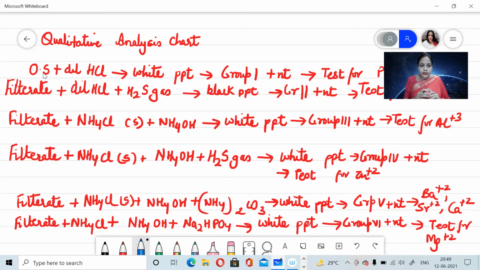Now, let's start the session. If we take this original solution and we add dilute HCl to it, and if I'm getting a white precipitate, we have already discussed that dilute HCl is the group reagent of group 1. It is not necessary that group 1 is present, but if you are getting a white precipitate, it indicates the presence of group 1. Then we can always filter the solution and we can go for the testing of lead ion. We filter the solution, and the precipitate is kept aside for the testing of lead ion.